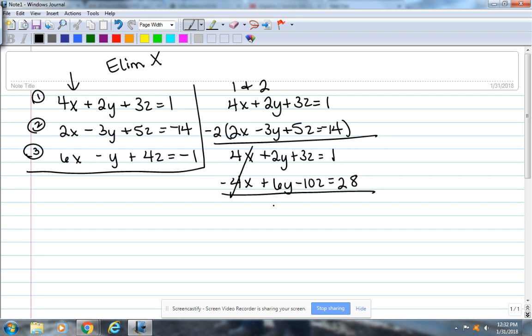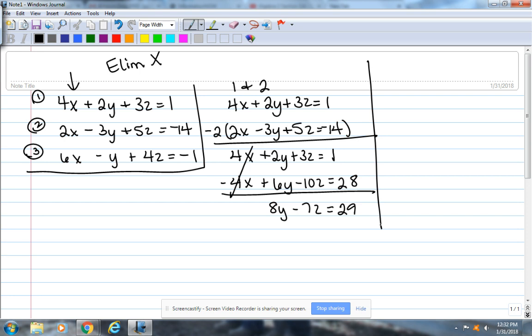When I combine my y's, I get 8y. Positive 3z minus 10z is negative 7z. And 1 plus 28 is 29. So now I am down to one equation that has two variables instead of three. So I want to do the same thing again.